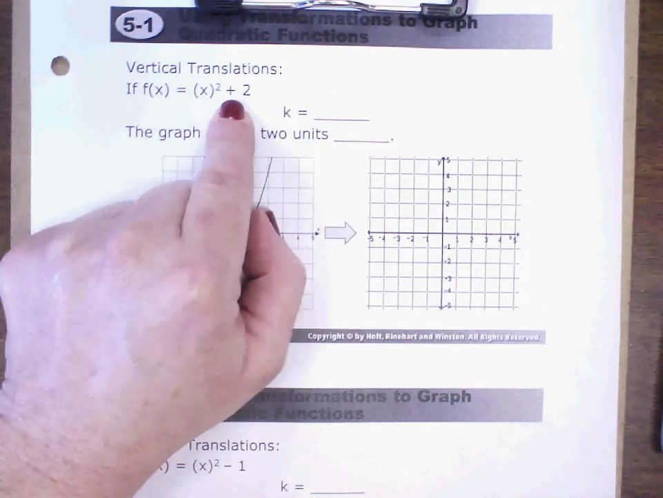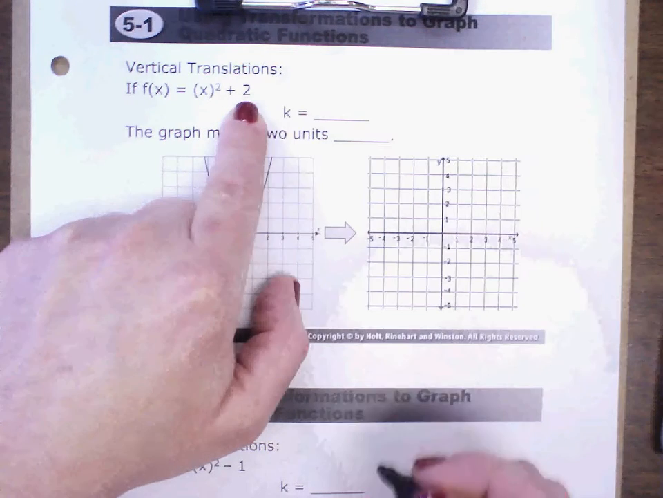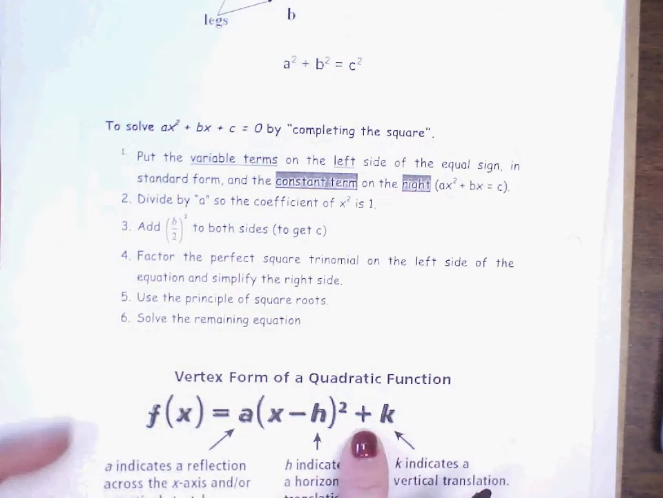All right, now look at this. I'm not changing. There's no h, right? But I am changing my k. So what's my k now?